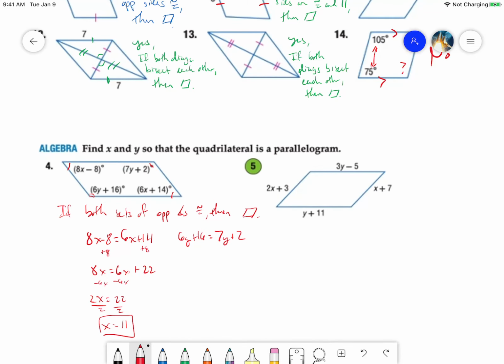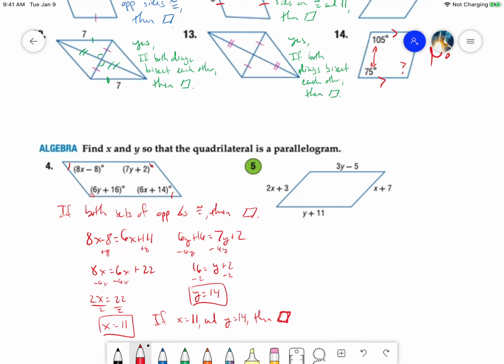For the second one, again, I'm going to subtract 6y first. Why not? I get 16 is equal to y plus 2, minus 2, and I get y is equal to 14. So the way that you want to see this is if x equals 11 and y is equal to 14, then we'd have a parallelogram. That's how you want to look at this. We're not assuming that this is a parallelogram first. We're showing that if those two are that way, then we do, in fact, have a parallelogram.